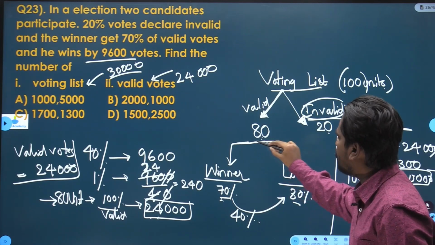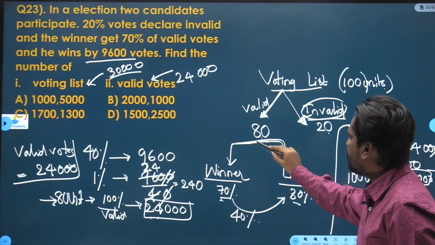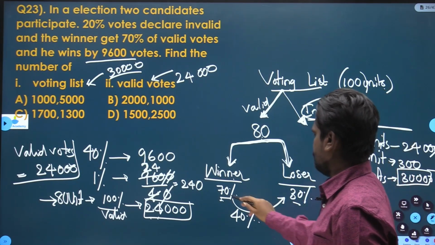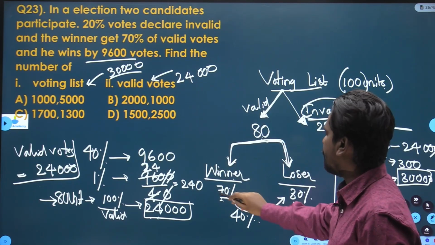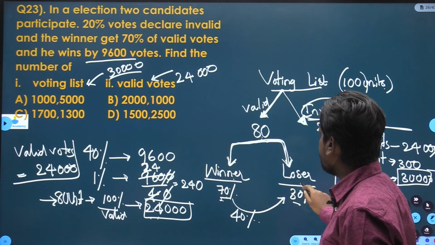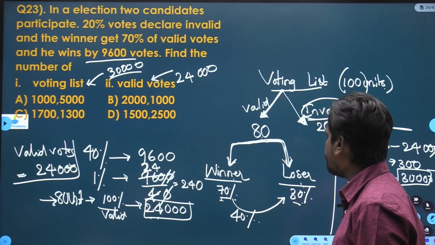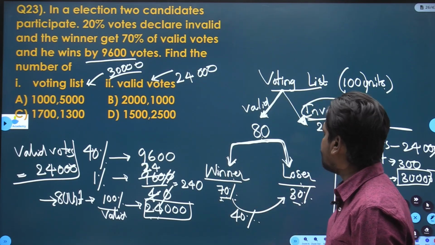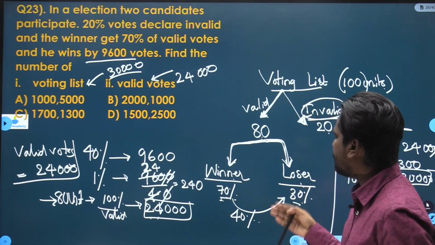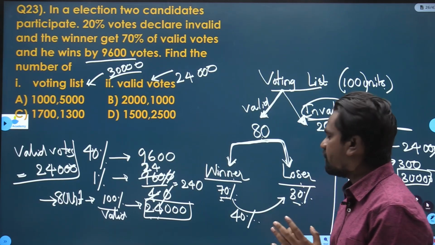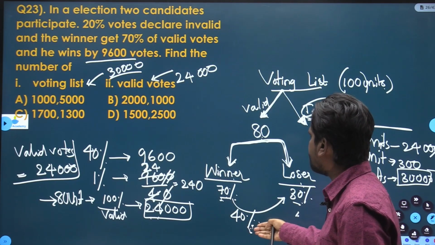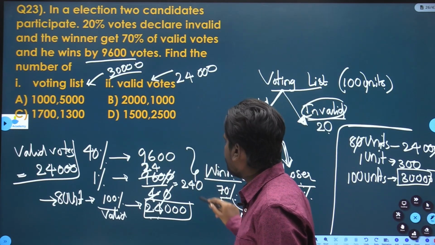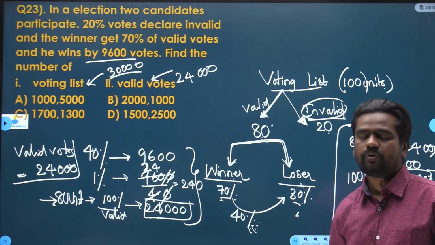So they made a mistake, that's why those votes are declared invalid. While counting, we only count the valid votes. In the valid votes, some go to the winner and some to the loser. 70% of the valid votes have gone to the winner, and the loser has been awarded 30%. The winner wins by 9,600 votes, so the difference is 70% minus 30%. The 40% of the valid votes is nothing but 9,600. From this we calculate the voting list and valid votes.